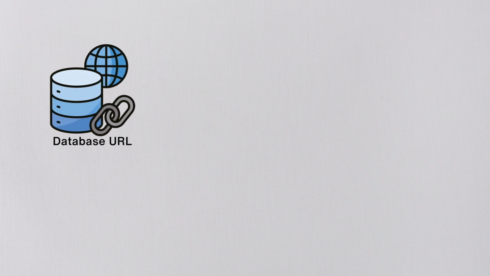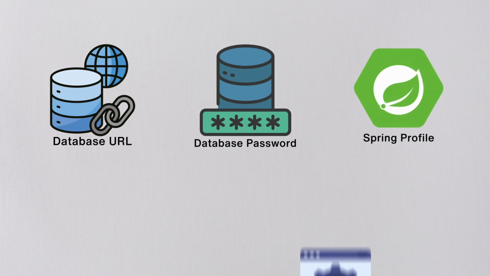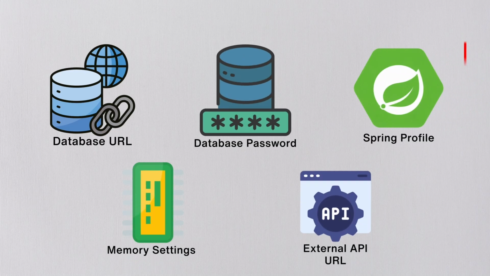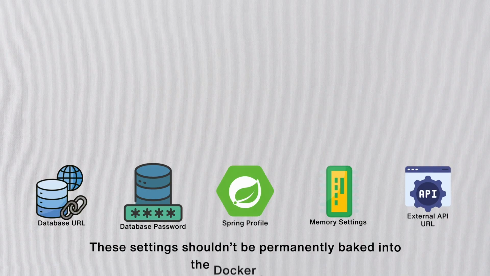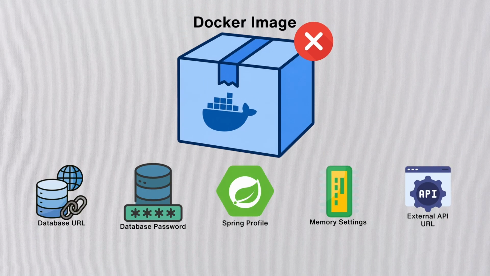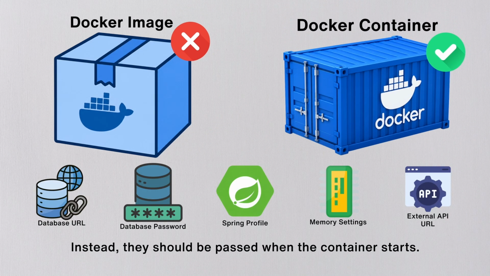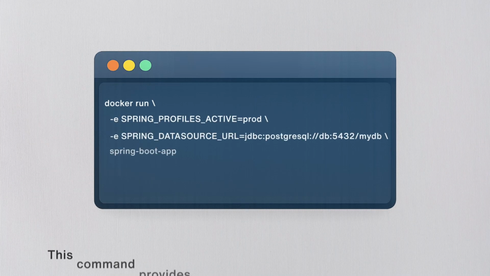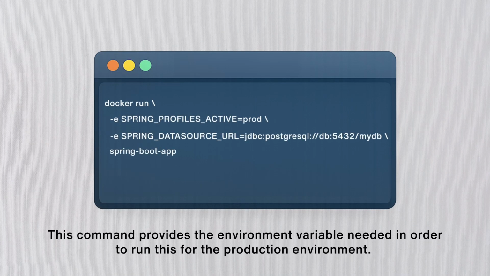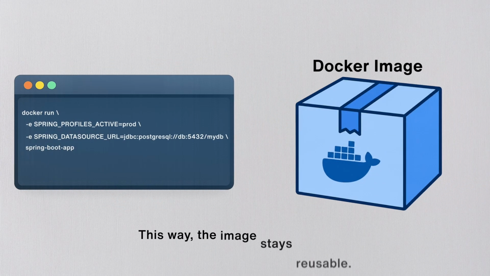For example, database URL, password, Spring profile, external API URLs, memory settings. These settings shouldn't be baked permanently into the image. So instead, they should be passed when the container starts. For example, this command provides the environment variable needed in order to run this for the production environment. This way, the image stays reusable.